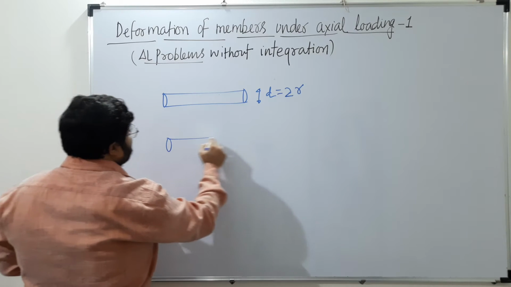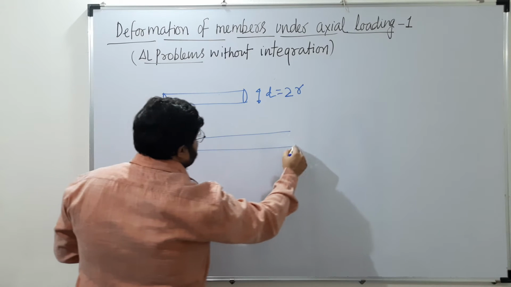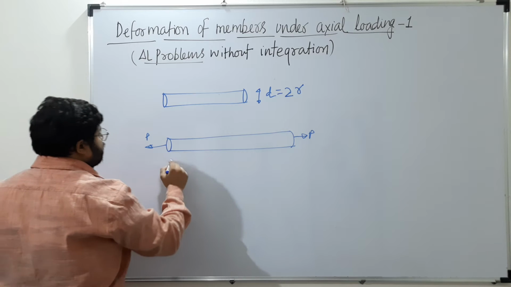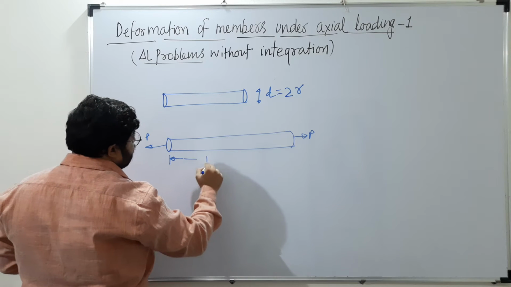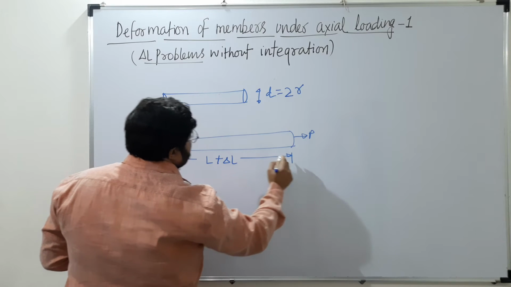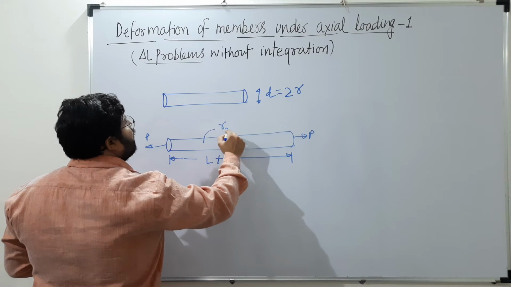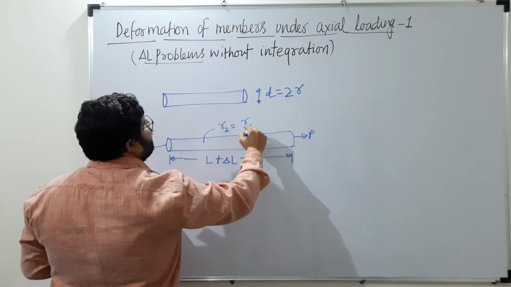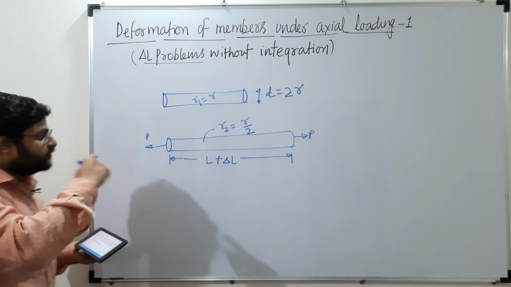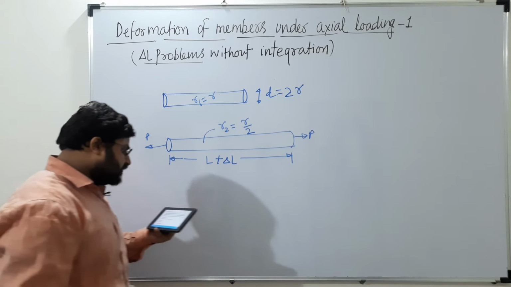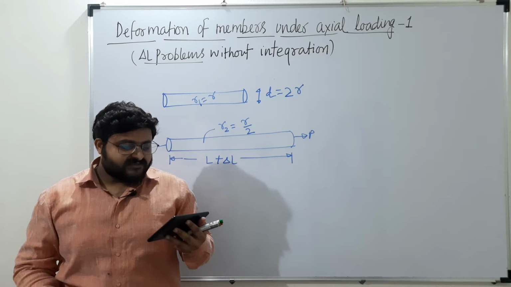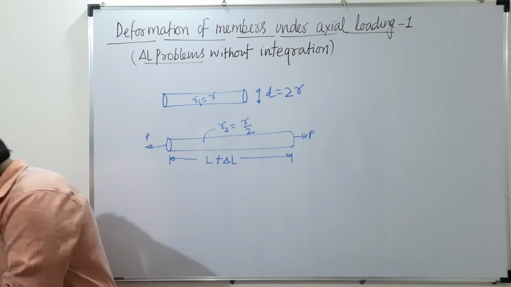So what they are saying, if we apply a load on this, suppose P, then this is going to elongate. This is L plus delta L. But at the same time this R2 will be equal to R by 2. Here R1 will be R. So this is given, and because the material is the same, we are talking about the same wire, that means the modulus of elasticity will be the same in both cases.